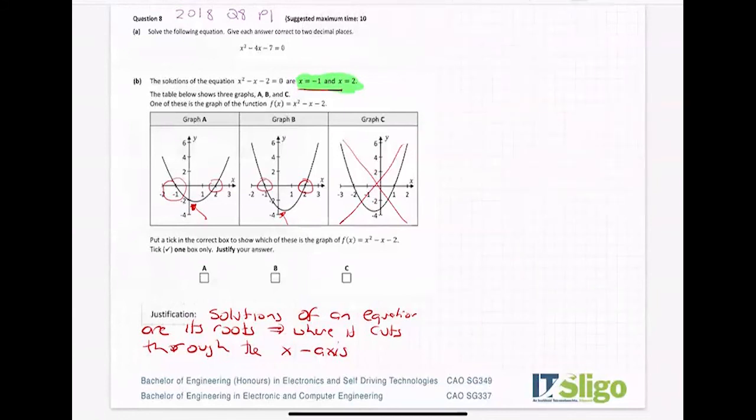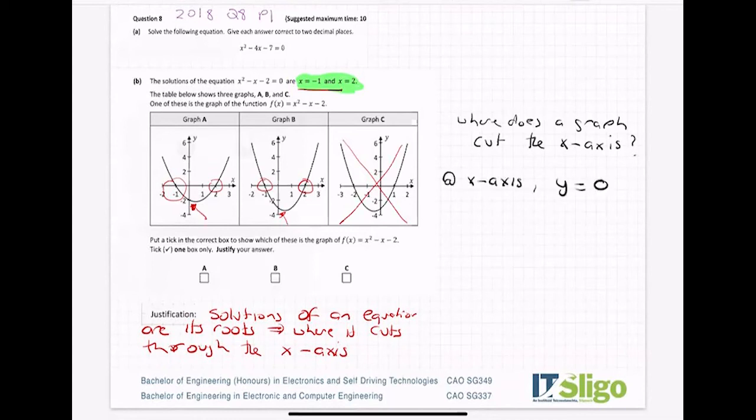So another piece of theory is where a graph cuts through the x and y axis. Okay, so if you're asked where does a graph cut the x-axis, okay, well, this is what we're doing. This gives you the right. I would always write down at the x-axis y is 0, and I suppose f of x is y, so that's why I'm letting it equal to 0. Okay, and then you solve it. So that's where it cuts through the x-axis.